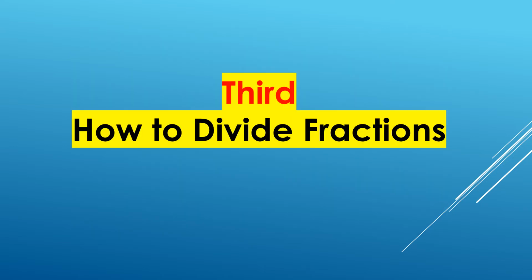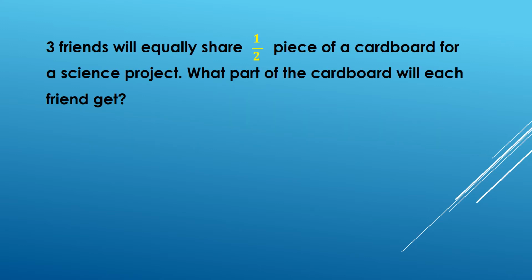Now, this is the third section, how to divide fractions. If you know how to multiply fractions, you can easily divide fractions. 3 friends will equally share a half piece of cardboard for a science project. What part of the cardboard will each friend get? So we have keywords, equally share, and this tells me that this is division, right?